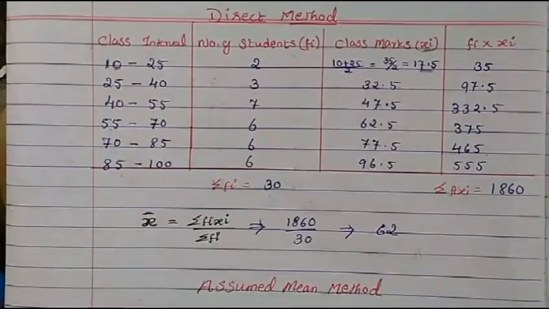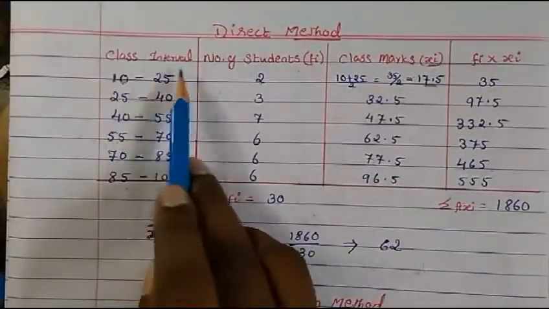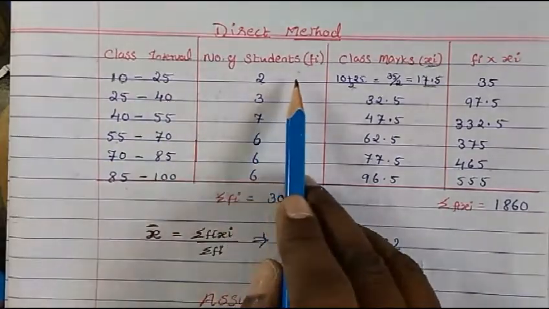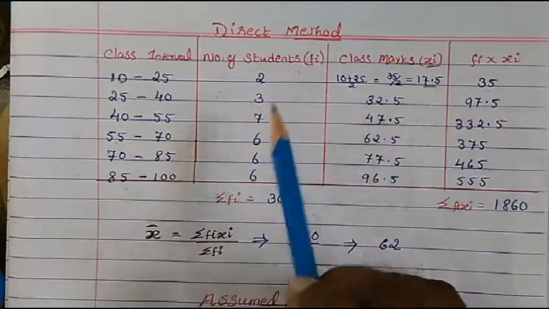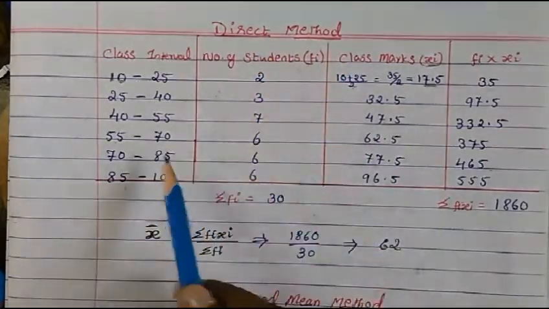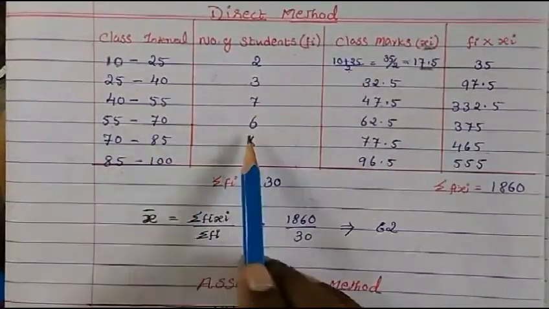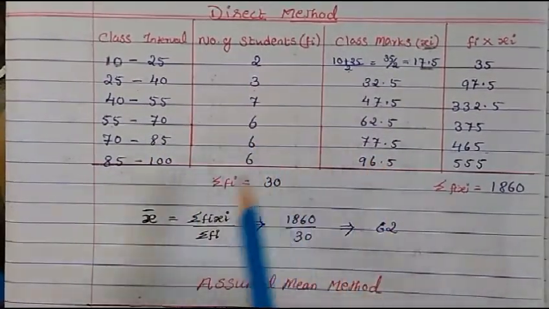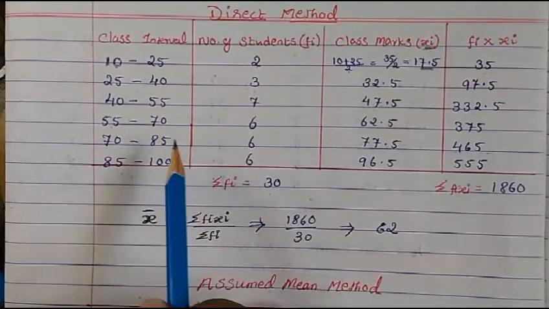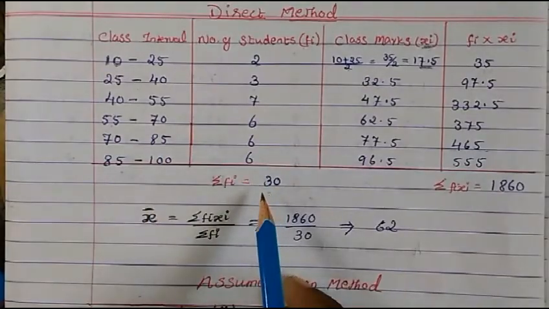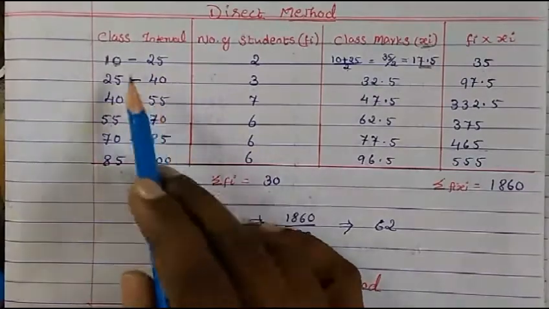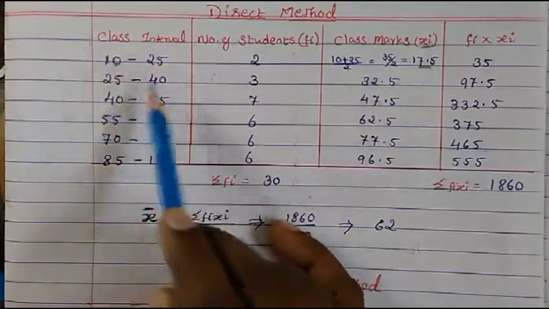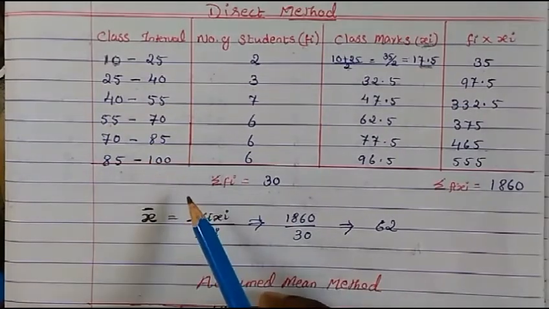When I taught you the direct method, I told you how to find the class interval, how to write the number of students and how to find the class marks. All these three columns I explained to you when I taught you the direct method. Now for the assumed mean method, these three columns remain the same. We have taken the same question. There are 30 students who have written a maths test out of 100 marks, and their marks are written, and we have grouped them and made the class interval of 15. Then we have to find the mean of it.